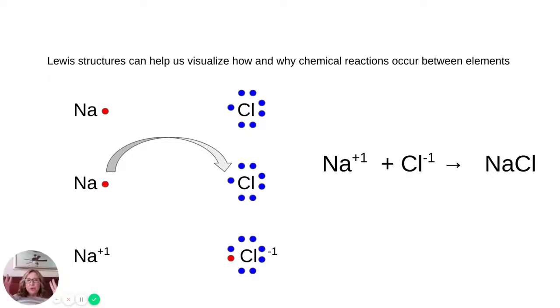Okay? So the Lewis structures, once your kids get the hang of them, they will be able to visualize the valence electrons, and by visualizing them, they will be able to understand why 2 different elements interact, how they interact, and so on and so forth. Okay? I'm going to show you one more thing, and then I'll be done.